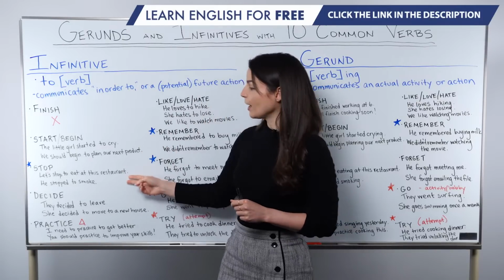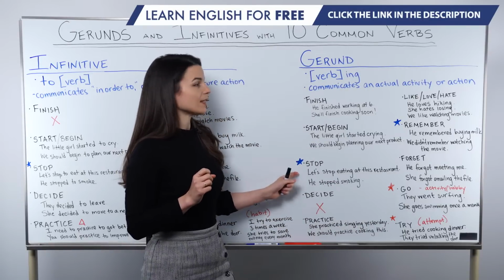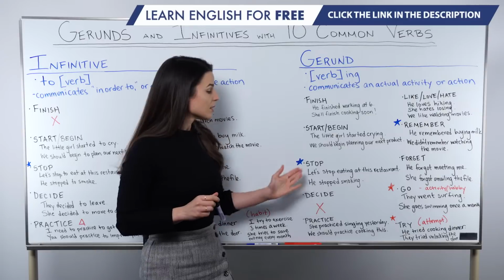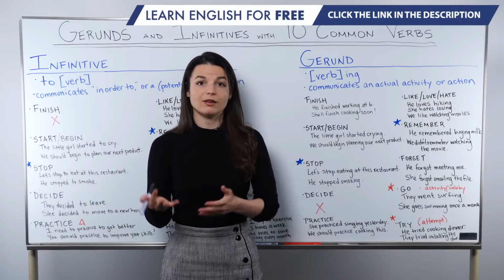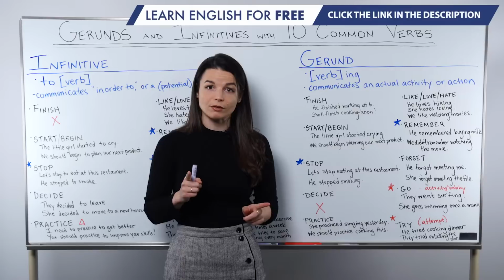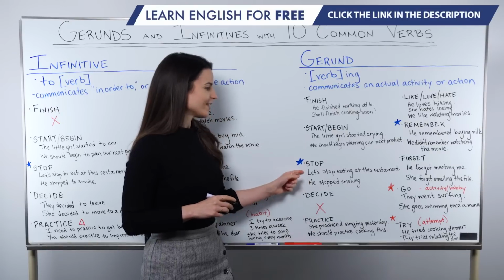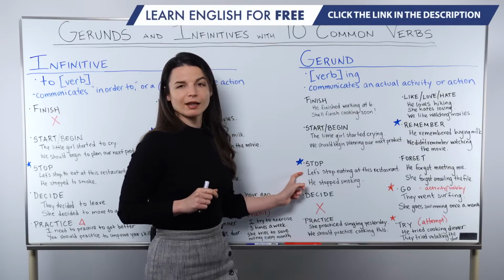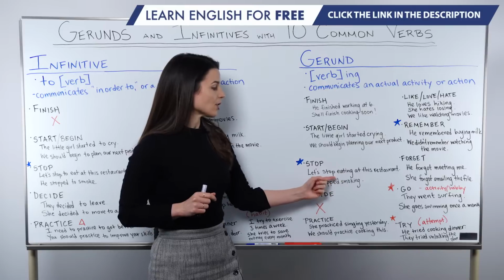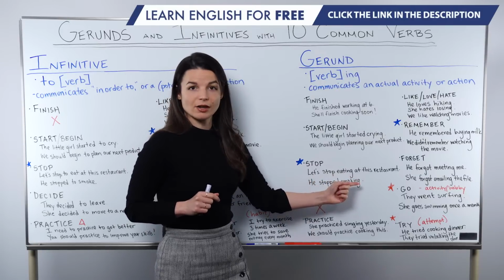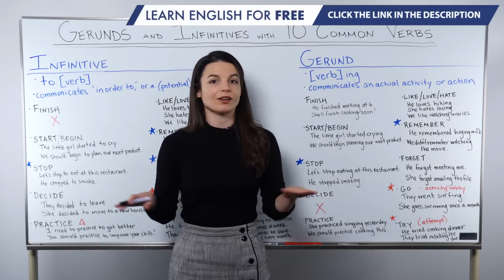So let's compare these example sentences with the infinitive form to the example sentences with the gerund form. Stop is an example of a verb that can take both the infinitive and the gerund forms. However, the meaning changes. Our first example, let's stop eating at this restaurant. So we have stop and eating. Eating is our gerund. This sentence means we should not eat at this restaurant again.